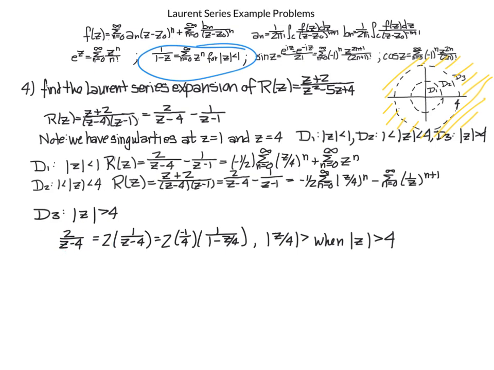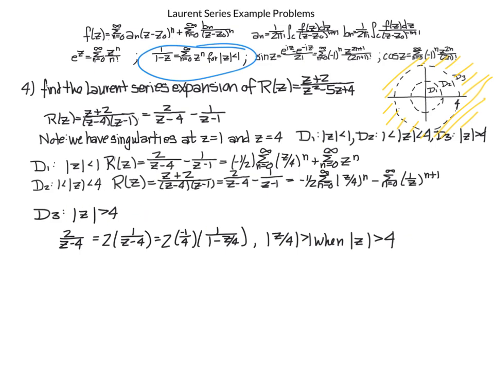So if I factor out the 2 first, and then I factor out the 4 from the bottom, when I plug this into my formula, I need to check that this z over 4 is less than 1, but it's actually greater than 1 when we're in D3, where modulus of z is greater than 4. So we can't use this formula.